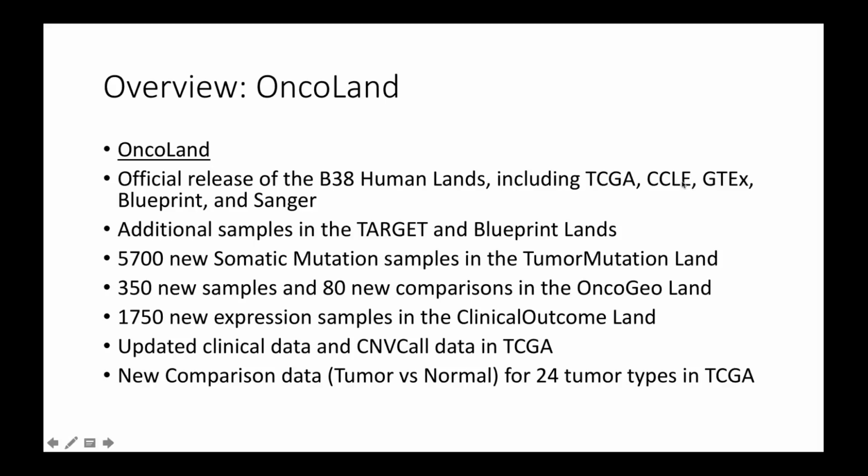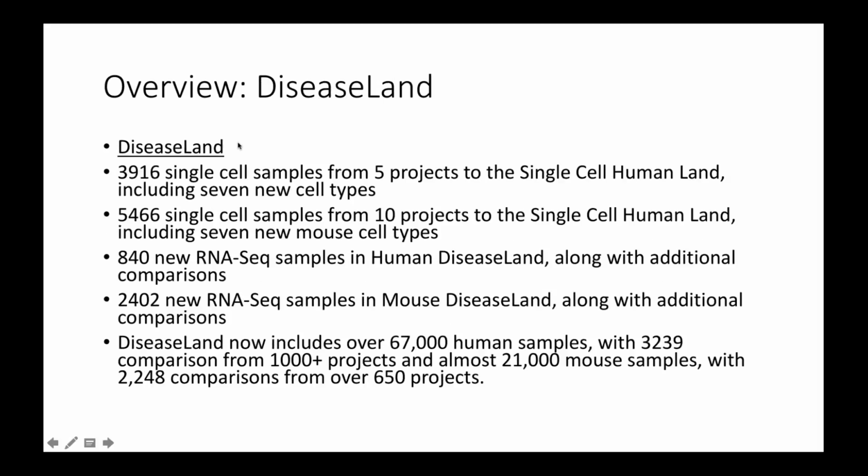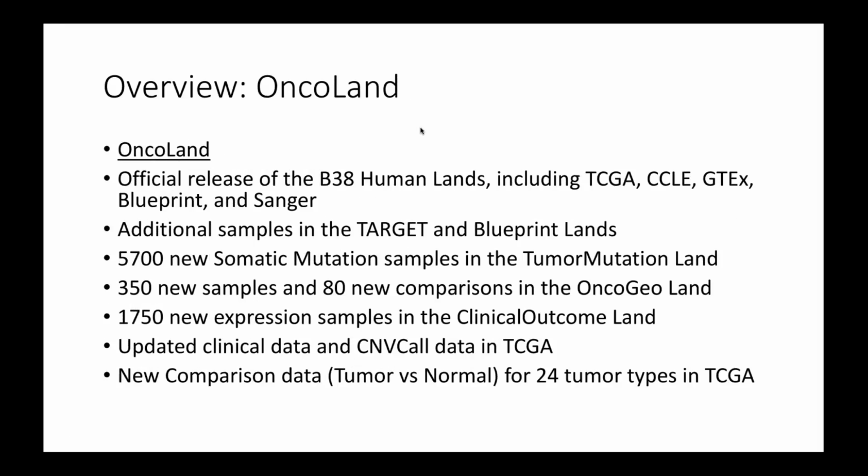So just to get started, a high-level overview of both OncoLand and DiseaseLand. I just took this straight out of the emails, but I thought I would cover some of these in more detail. Starting with OncoLand, it's the official release of the B38 lands, including TCGA, Cancer Cell Line Encyclopedia, GTEx, Blueprint, and then the Sanger land if you have access to that. So let's take a look at that.